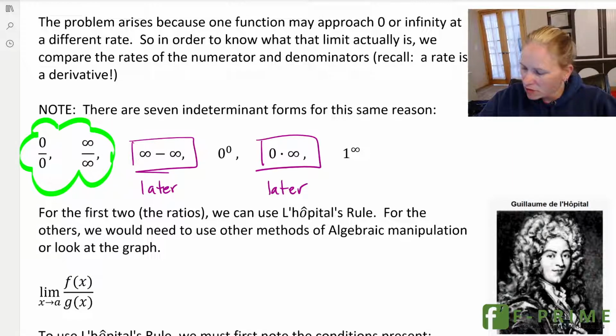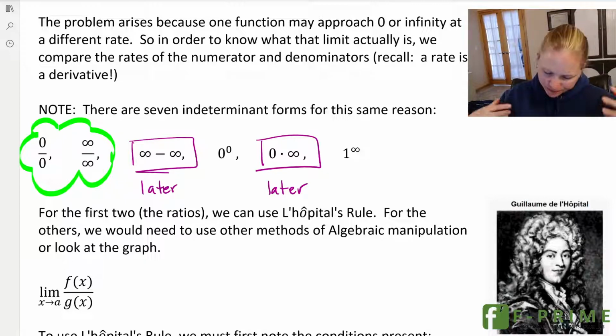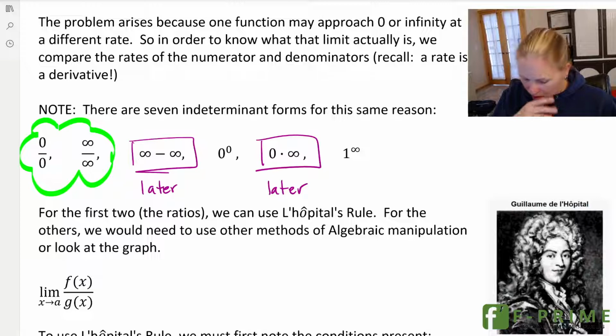And when we have a ratio, we can say, well, maybe one is approaching 0 faster than the other, or maybe one is approaching infinity faster than the other. And so what L'Hopital did was he said, because we're approaching these values at potentially different rates, why don't I just compare the rates? And in calculus, we call a rate a derivative.